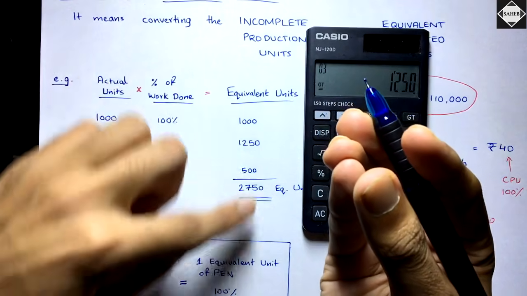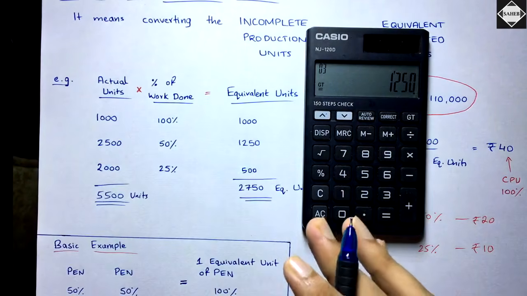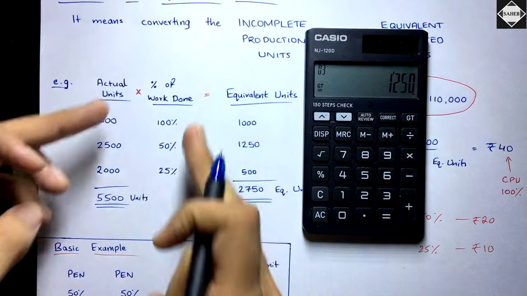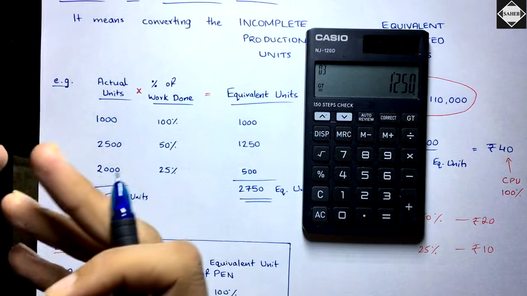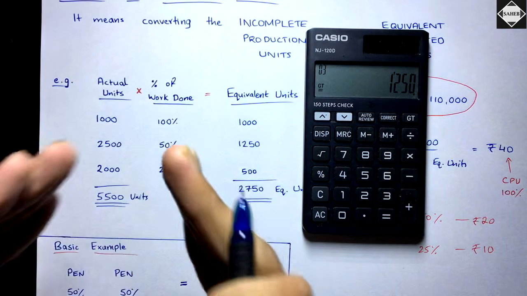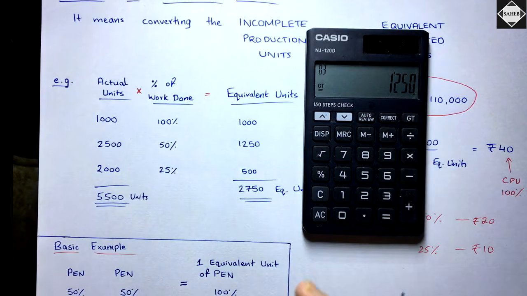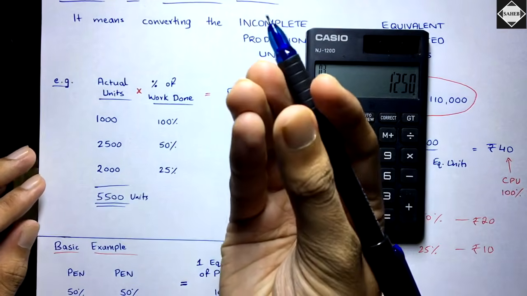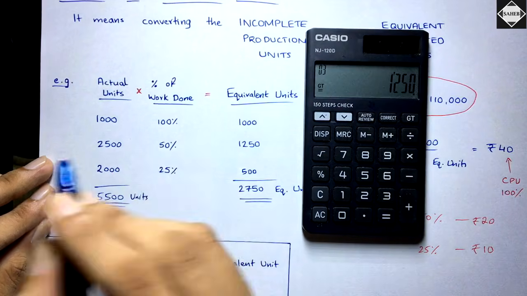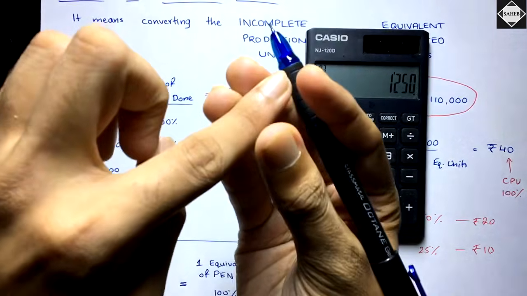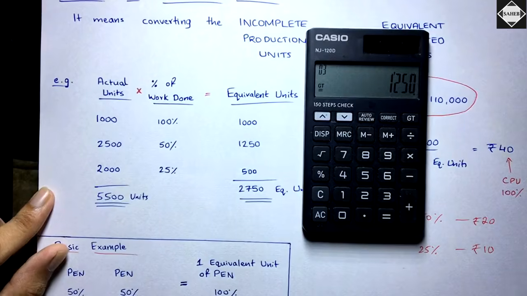But these are actually imaginary units only. As I told you, to bring everything to the same level, at a par level, we use these equivalent units. Since all these items have 100% work done, 50% work done, 25% work done, 60% work done and so on, we are converting all of them into 100%. We are making them at a par level. With a certain amount of money you were able to produce 2500 units with 50% work done, and with that same amount of money you can produce 1250 fully completed units. So that's the understanding.